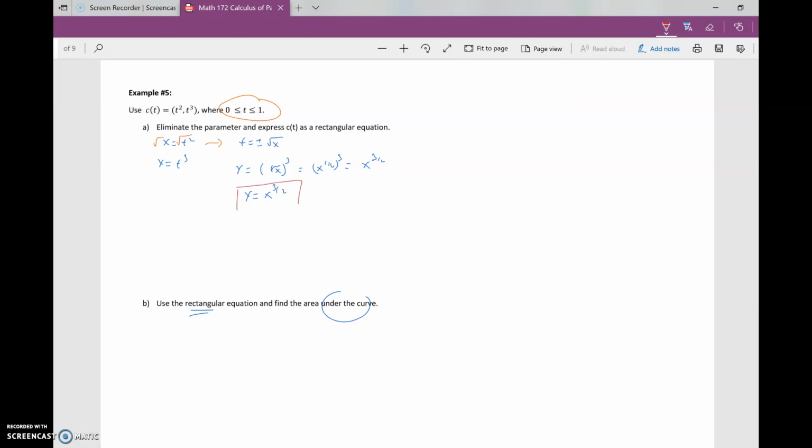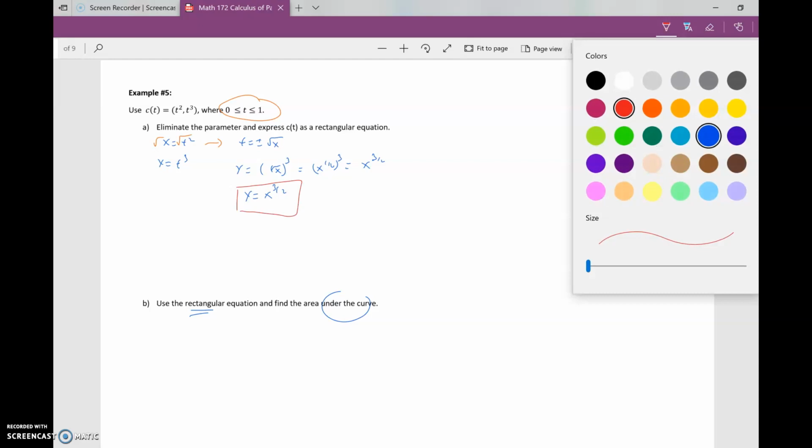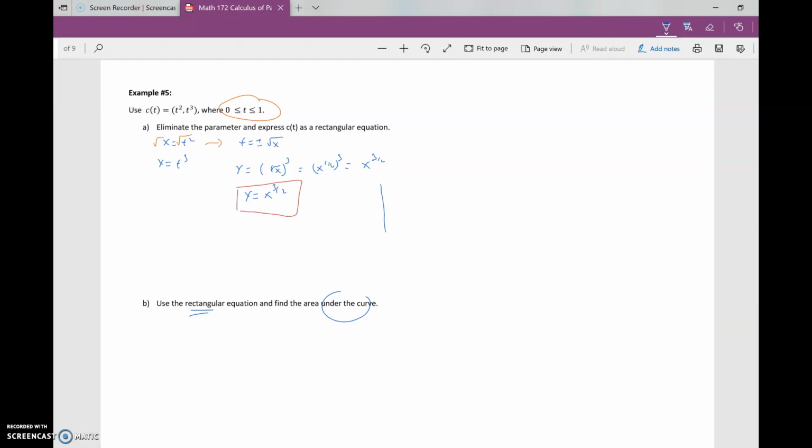So the sketch of this one, it's simply going to be x to the 3/2, which has this sort of shape going in this direction.